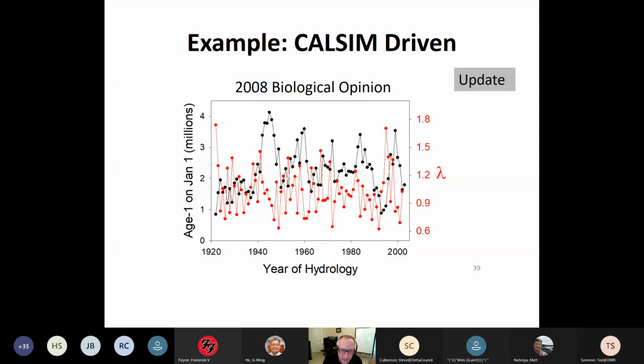Here's the output. If you take the CalSim simulation that imposed roughly the 2008 biological opinion, or roughly, because I think it was as it was written in the opinion, it imposed it. And then you go over 80 years of hydrology with the current delta. You run that through DSM2, you run it through the DSIBM, and you predict how many Delta Smelt you'll be on January 1 each year, and the lambda for that year. And these are the dynamics you see.